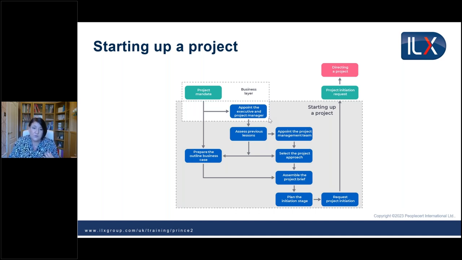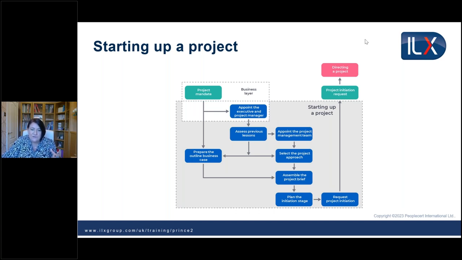In the bottom left-hand side, we've got prepare the outline business case. It's the first version of the business case to look at whether we've got the justification to go and do this project. At the right-hand side, we start looking at the project management team. We're going to look at that more in a moment. Select the project approach. How are we going to deliver the project? Can we do it in-house ourselves, purely just upgrading something we've already got? Or do we need to outsource it? Do we need to have brand new things implemented and designed for the organisation?